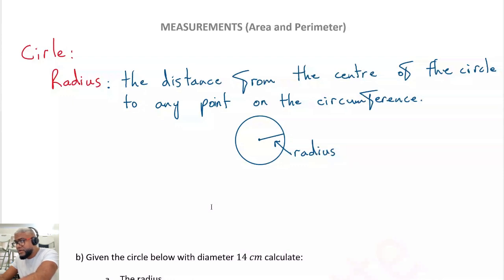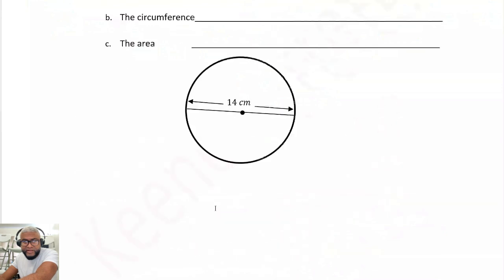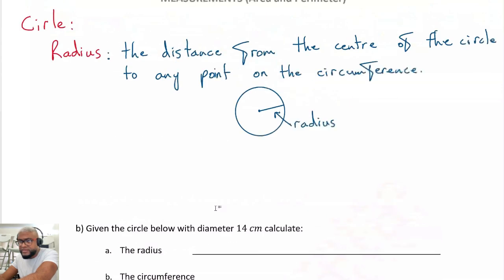All right. Choose 22 over 7 now. Once they don't give you anything, use 22 over 7, right?